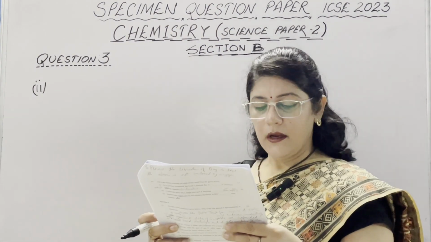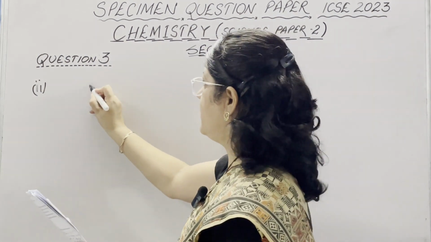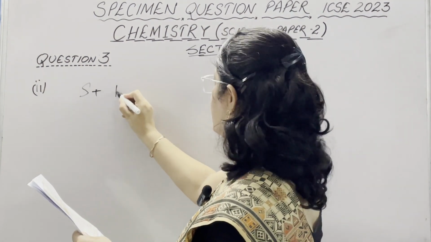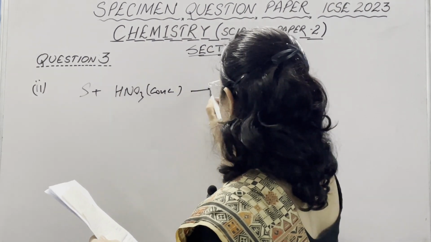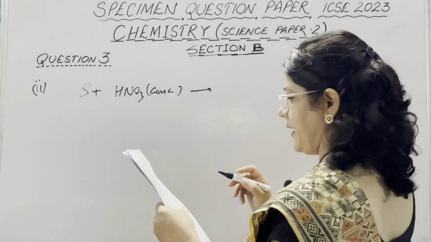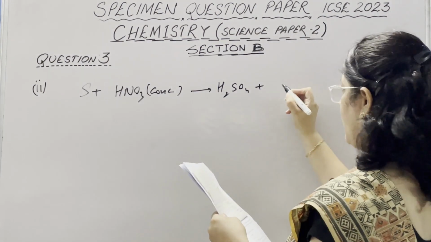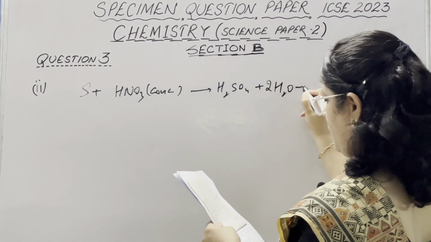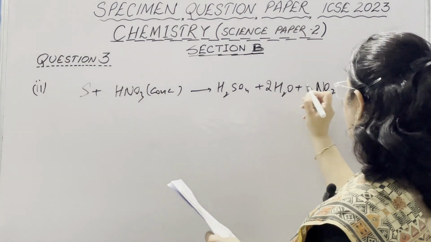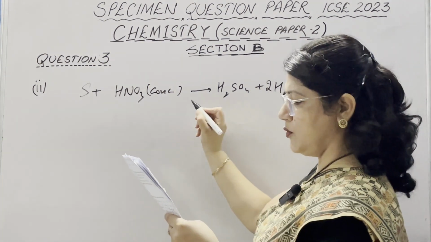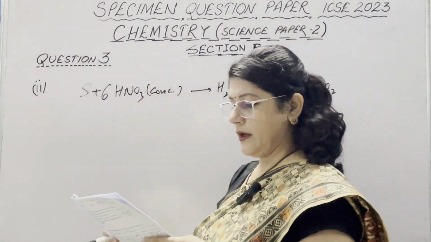In second part, write the products and balance the equation. Reactants are sulfur along with nitric acid. Concentrated is given. So we know that when we take concentrated nitric acid, then sulfuric acid is formed along with water and nitric oxide. So for balancing, we need to add 2 and then 6 HNO3.